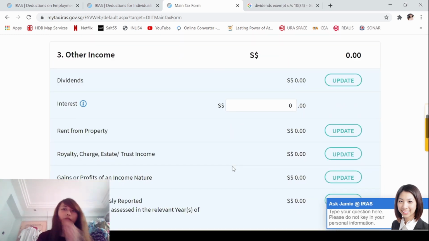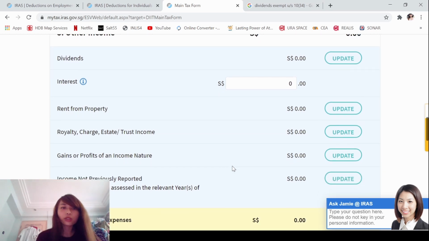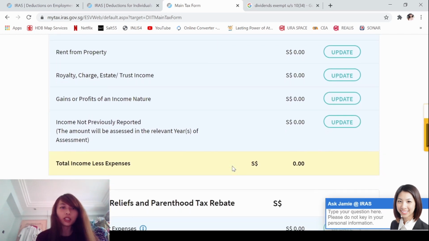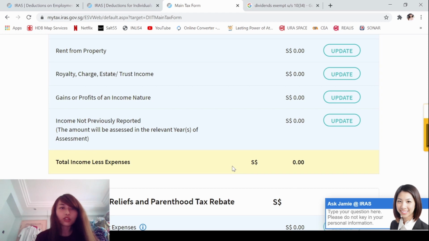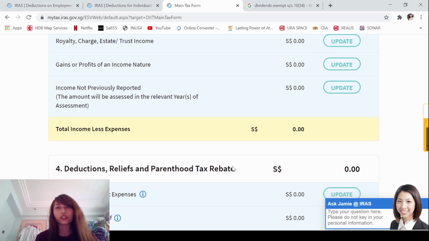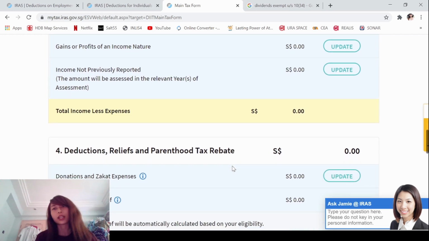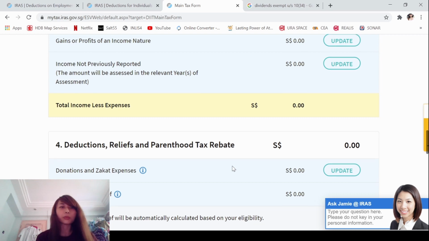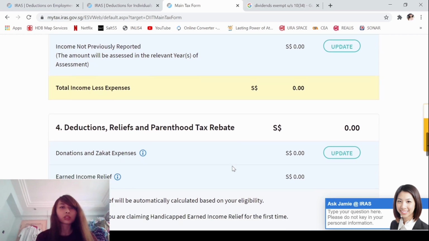Okay, if you have any dividends, you just fill in accordingly. Interest, usually for Singapore banks, you don't need to declare. Rent, if you own any property, royalty, estate, trust income, declare. Gains or profits of income nature. According to IRAS, if you buy and sell a lot on Carousell, you can actually qualify for gains and profits under income nature. Income not previously reported: if there's any previous YA where you didn't report the income, you can report it here now.